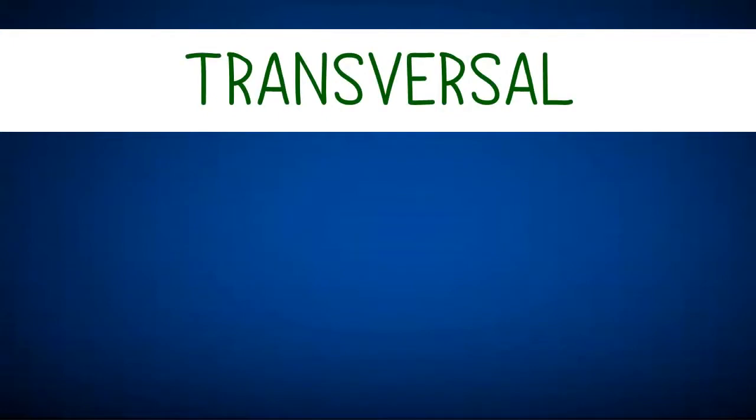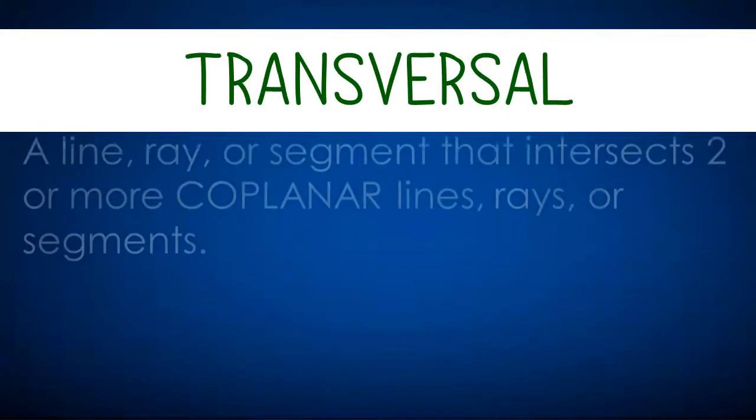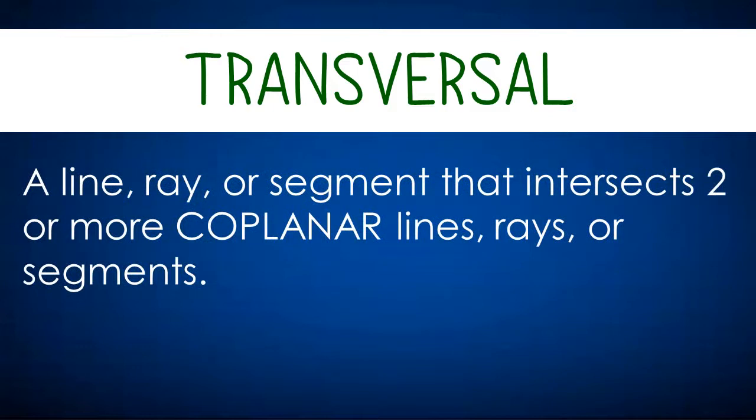Next, let's discuss about transversal. So, a transversal is a line, ray, or segment that intersects 2 or more coplanar lines, rays, or segments. So, again, pag sinabi daw nating transversal, pwede siyang line, pwedeng ray, or pwedeng segment na nag-i-intersect sa dalawa or mas madami pang lines, rays, or segments din.